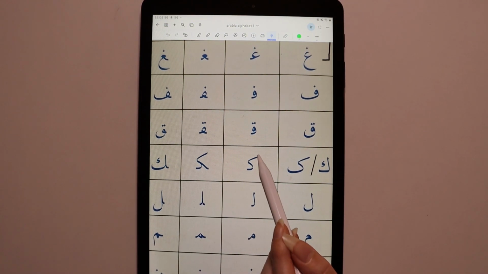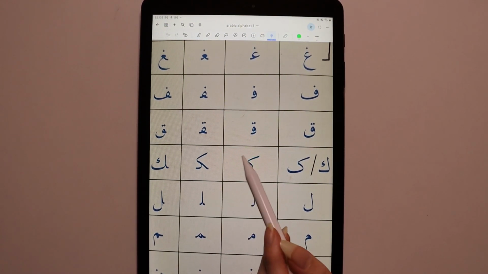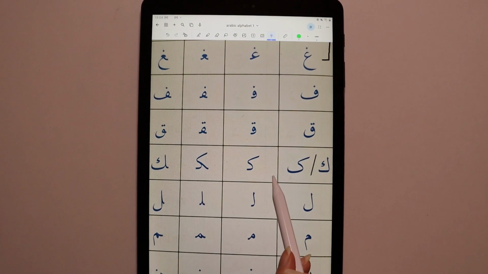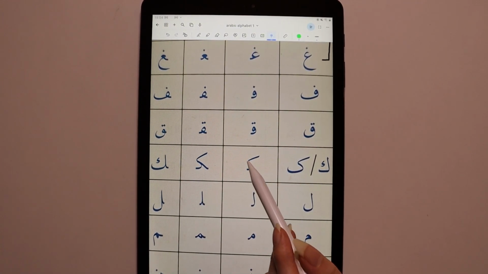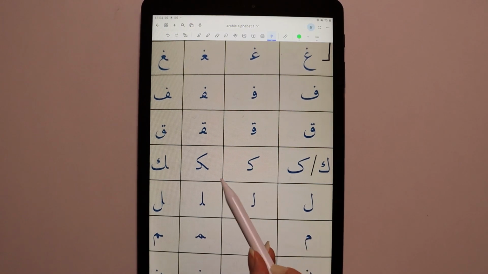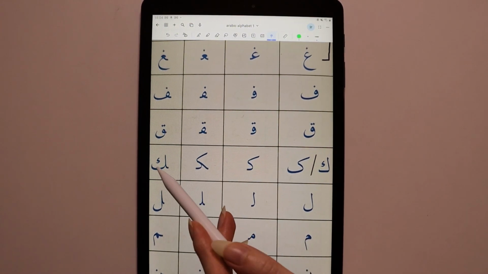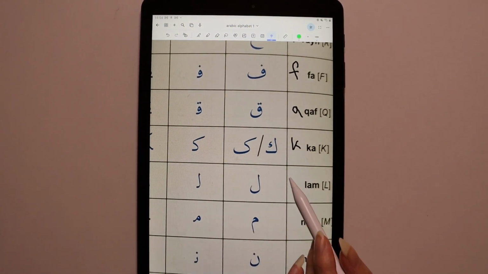You really need to learn this, because otherwise you won't be able to tell that this is the same letter, I feel like. You really need to remember this. And this is the kaf at the beginning, and this is the kaf in the middle, and then at the end. Then we have the lam.